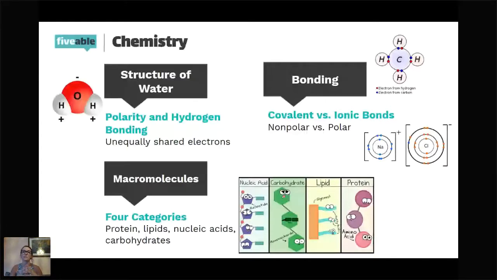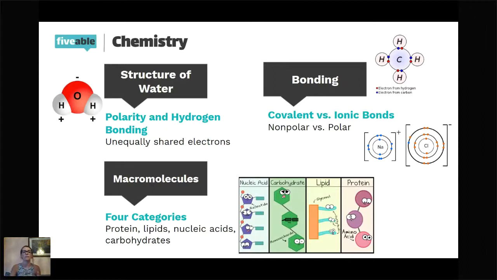So the first one is the structure of water. Water is the universal solvent. It means that so many different things can dissolve within water, and it has a lot of unique properties. Without those unique properties, nothing on earth would be alive, okay? And I can talk to you a little bit about that as well.